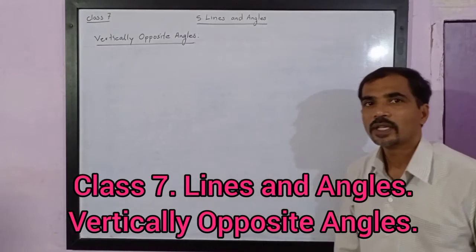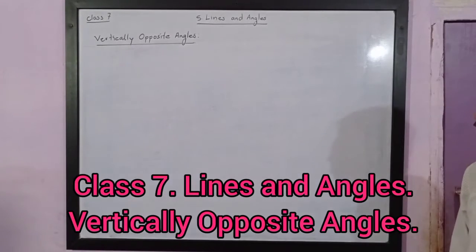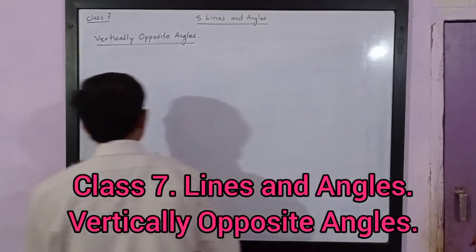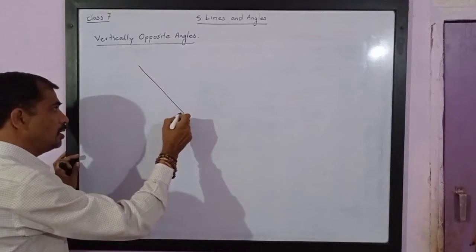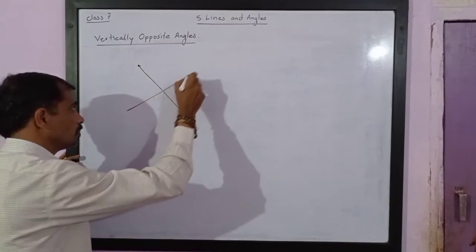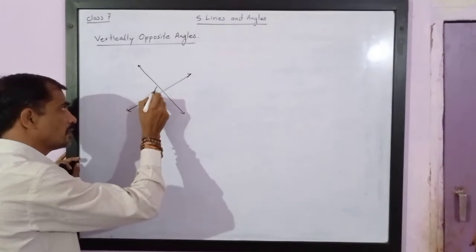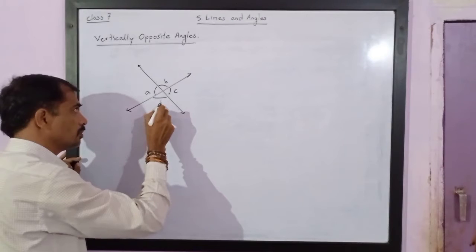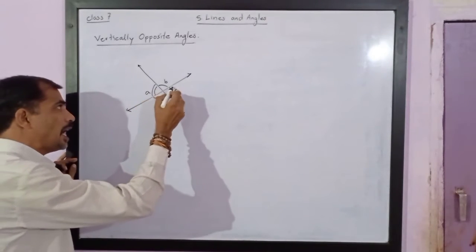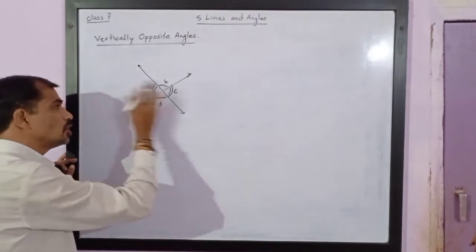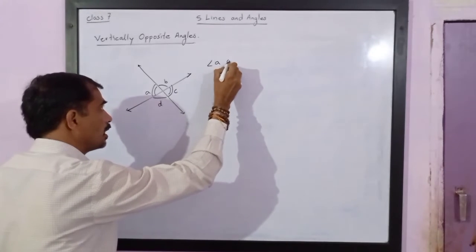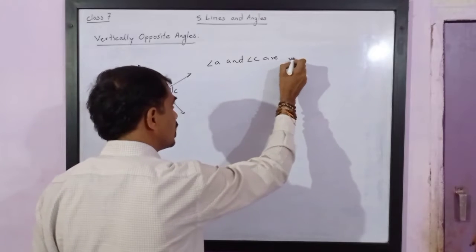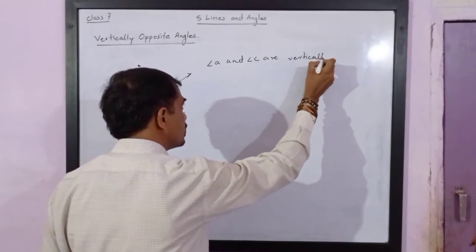Dear friends, in class 7 we are studying lines and angles, and now let us study vertically opposite angles. When two lines intersect, we get four angles: angle A, angle B, angle C, angle D. Please note this angle A and angle C, they are exactly opposite to each other. So angle A and angle C are vertically opposite angles.